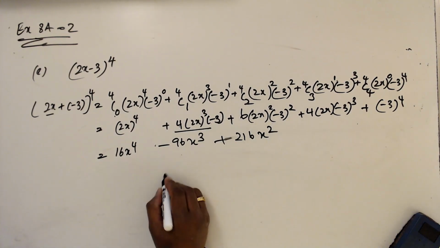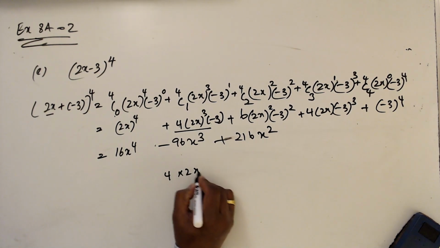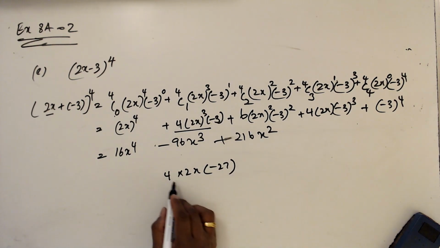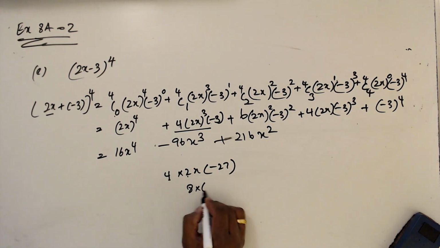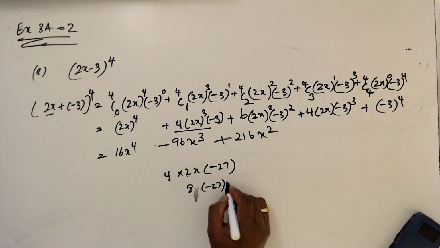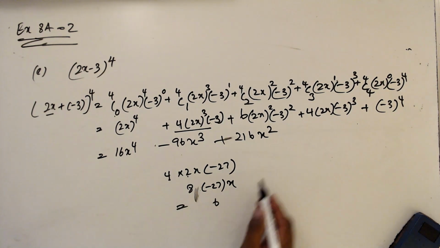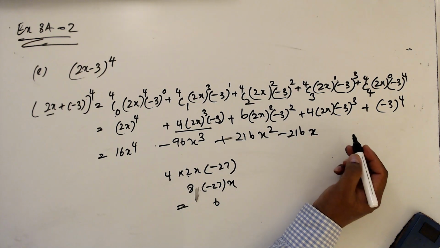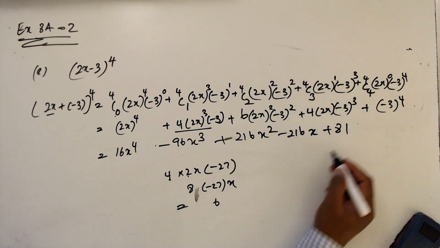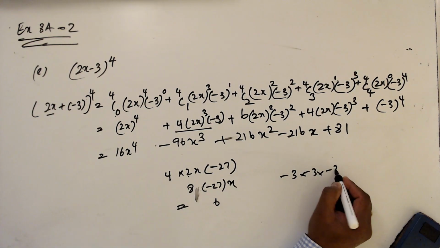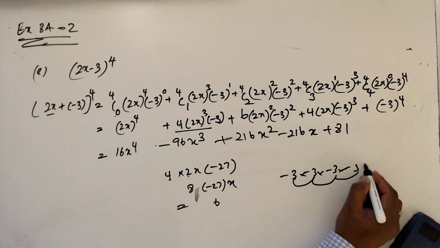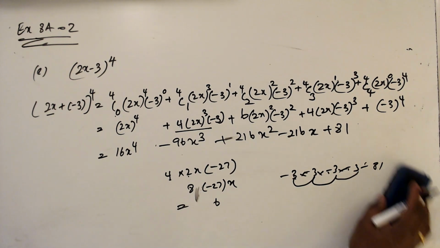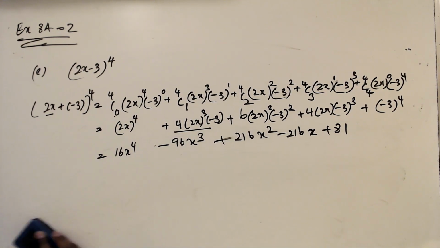Then this one, 4 times 2x times minus 3 cube, minus 27. 4 times 8 times minus 27 x. This is minus 216 x, and that is plus 81. Minus 3 times minus 3 times minus 3 is minus 27; minus 3 to the power 4 is plus 81, since minus times minus is plus.